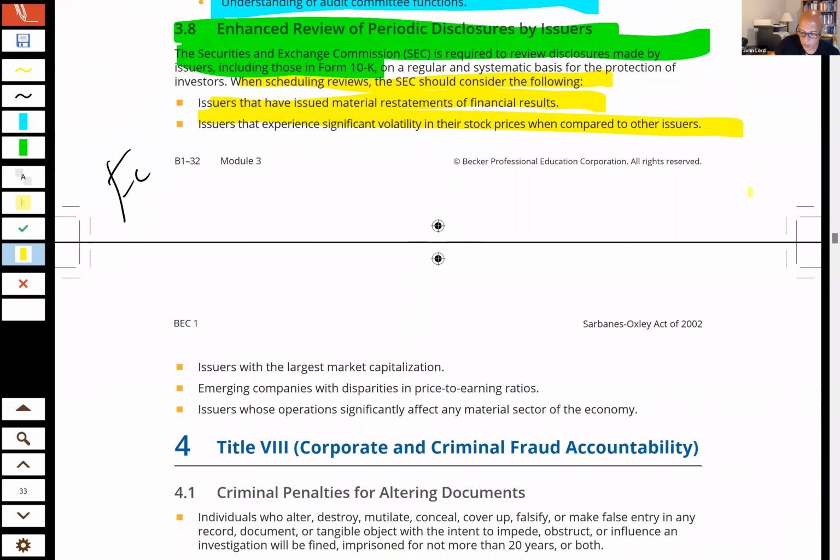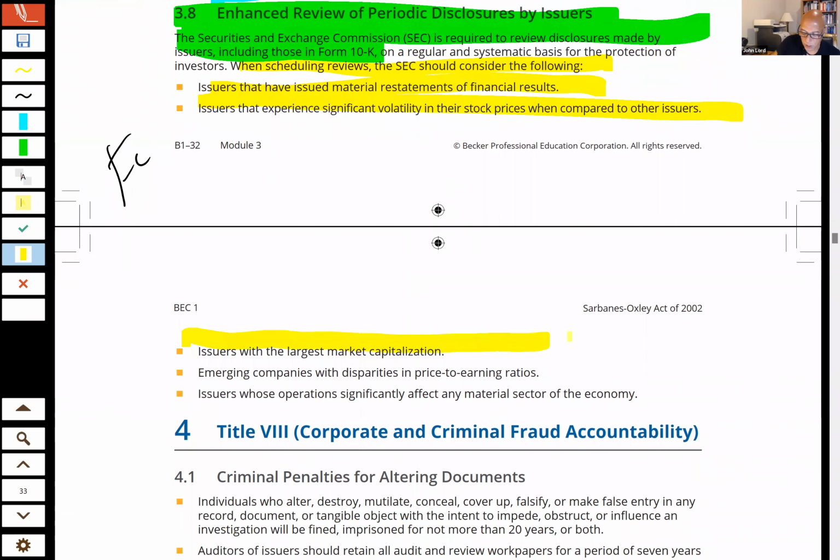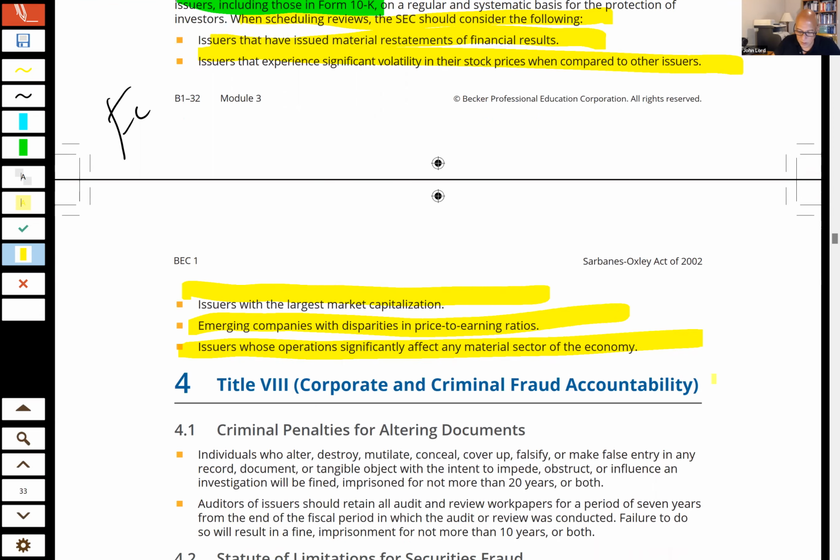compared to other issuers, issuers of large market capitalization. Market capitalization is just the value of the company that's associated with whatever the amounts that are being offered for their stocks and whatnot are. Emerging companies with disparities in price to earnings ratios. Issuers who operate significantly affect any material sector of the economy. So, okay, the SEC is going to come in and look at what they want to, but these are really just some sort of tripwires, triggers that would cause the SEC to maybe take a closer look at an entity.